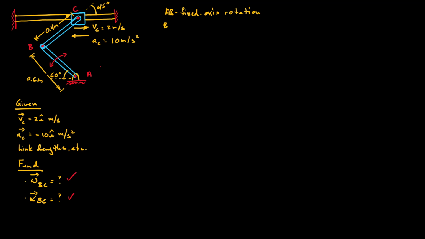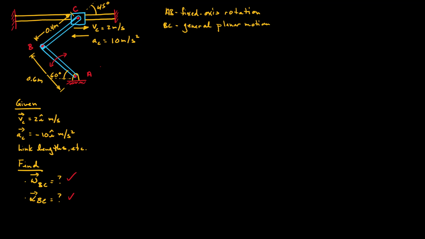But BC is a bit more complicated because we can see that point B can rotate about point C, but point C can also translate. So it's not a fixed point. So what we have with BC is general planar motion.